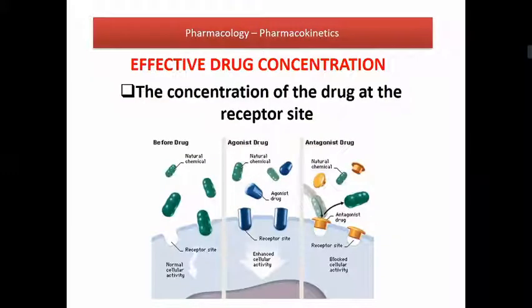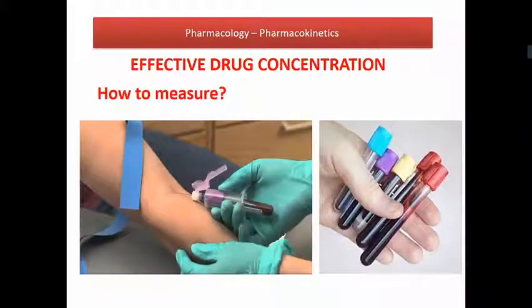How can you determine the drug concentration that is effective at the receptor site? How will you measure this, if it is really at the receptor site? So, the most convenient way to measure this effective drug concentration is to do blood measurement. Blood measurement. Why? Because it is easy. There is easy access to measure the amount of drug that is contained in the receptor.